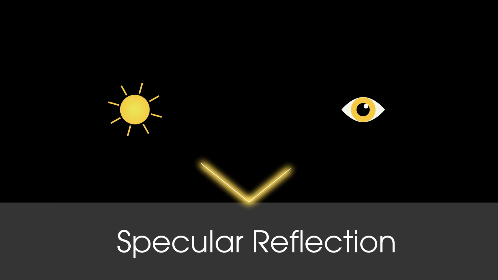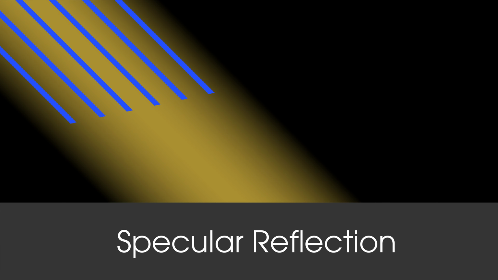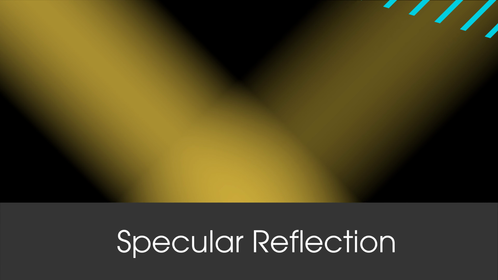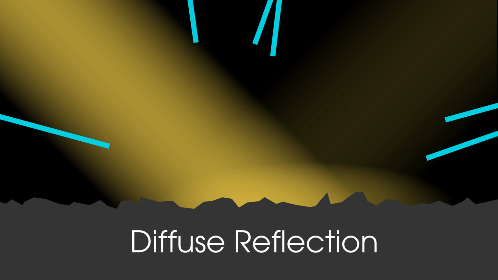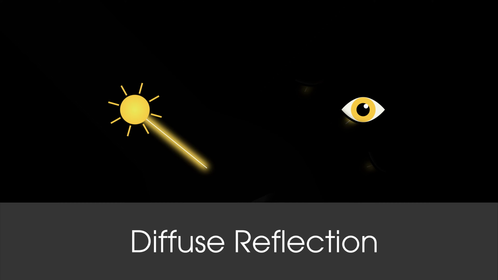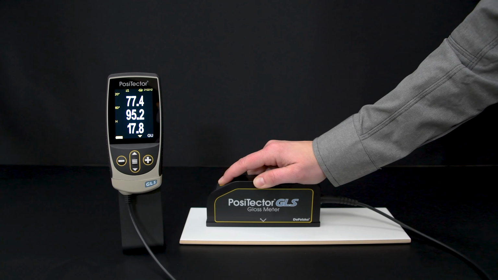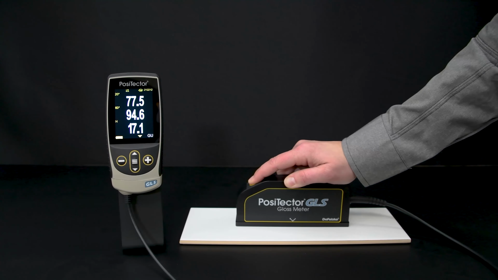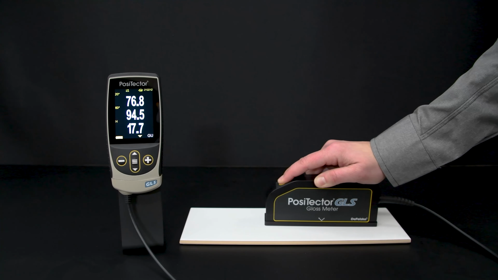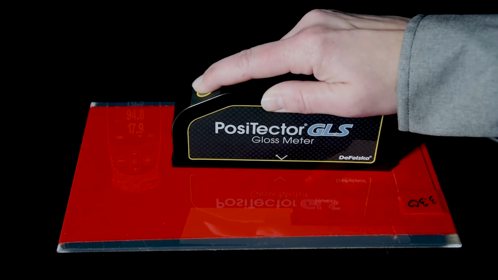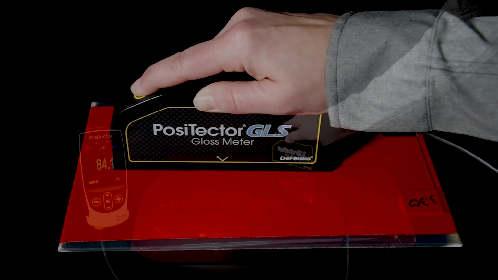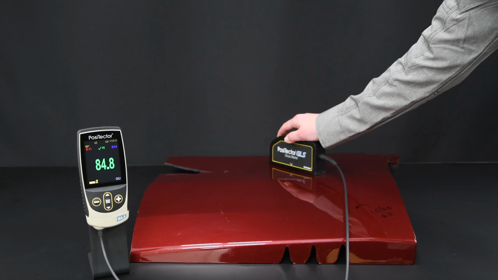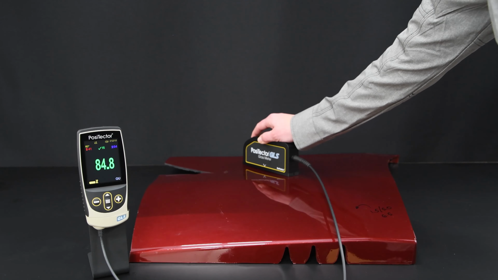On high gloss surfaces, light is reflected at the angle of incidence. On matte surfaces, the light is diffusely scattered in all directions. Several factors can influence the gloss of a product, including texture, coating properties, and paint application. By taking gloss measurements, process issues and defective parts can be identified, maximizing consistency, reducing waste, and improving quality.